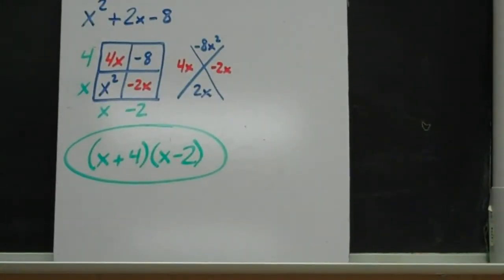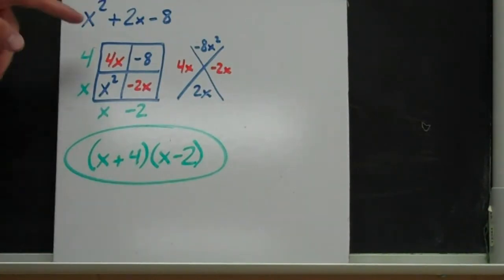This is our lesson on factoring. When we're factoring, we're going to start out with a problem like this: x squared plus 2x minus 8. This is called a quadratic equation, or quadratic expression in this case. And to factor this, we're going to start with the blue.